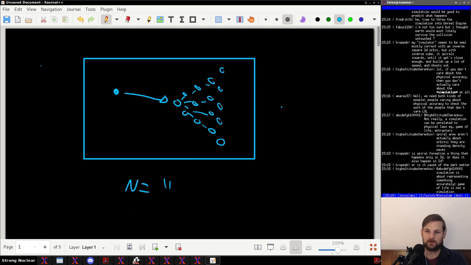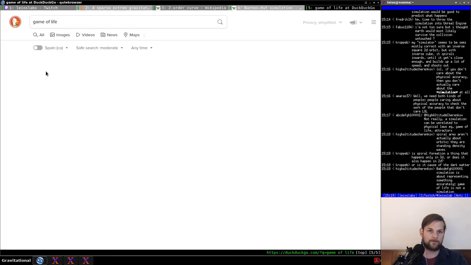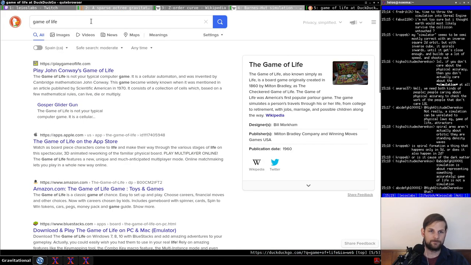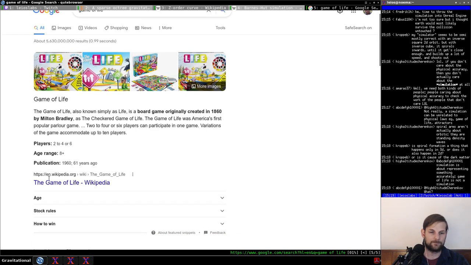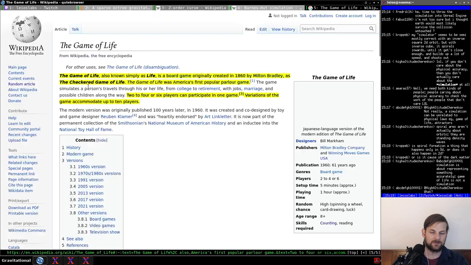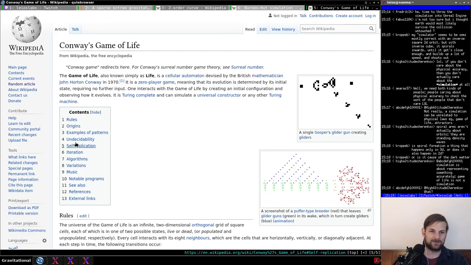Let's see, what do we have here? Game of Life is not a simulation. Who says Game of Life isn't a simulation? I've never heard that before. Everyone says Game of Life simulation. Wait, let me just go over here. Let's see. Game of Life. Is this going to be what I want it to be? No, this is not what I want it to be. That's about the Game of Life. One second. Conway's Game of Life.